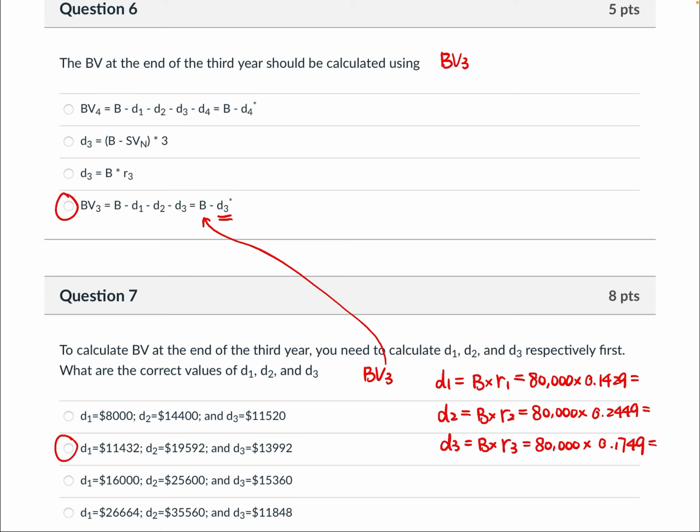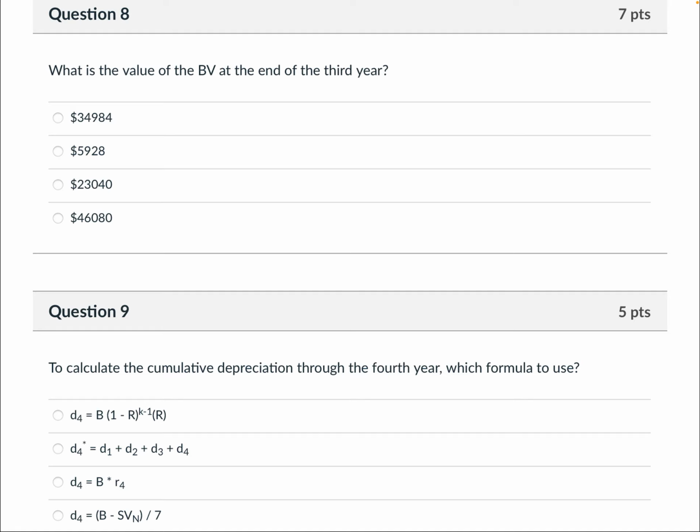What is the value of BV at the end of the third year? Okay, so this is to ask you what is BV3. So BV3 is B minus D1 minus D2 minus D3. So you just use the values you calculated for D1, D2, D3. So it's 11432, that's D1, 19592, that's D2, 13992, that's D3, and the final answer is 34984.